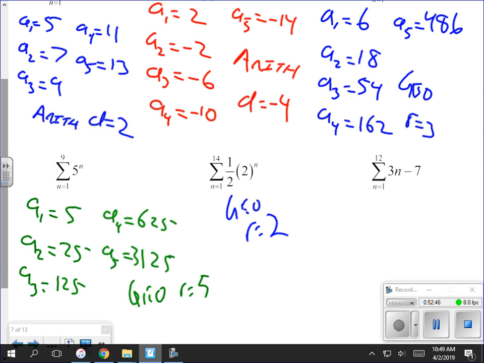If I look at this one here, this is a linear type equation. This one would be arithmetic, and D would be 3, the number times n. If I have some number raised to the nth power, that's geometric. If I have some number times n, that's arithmetic. And pretty much I can go with that.